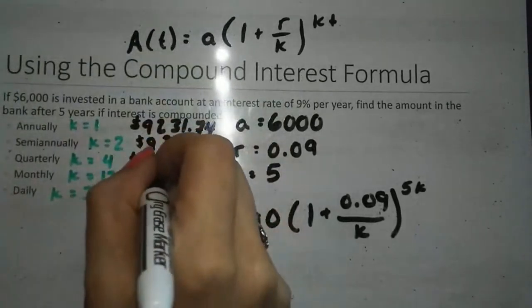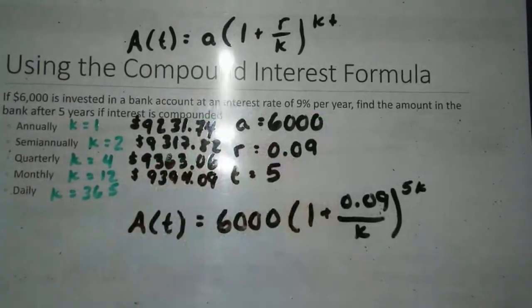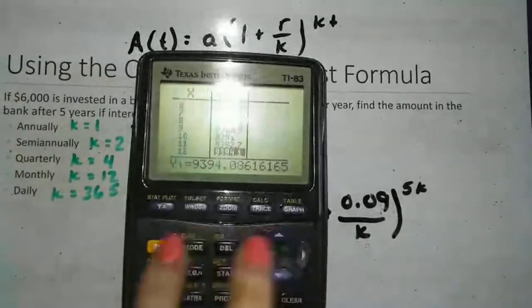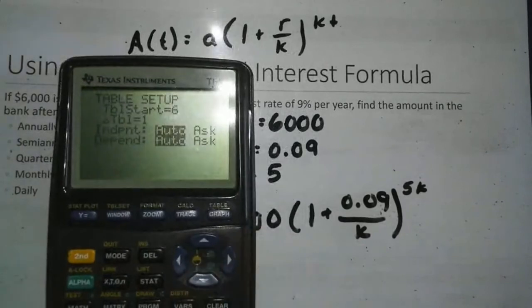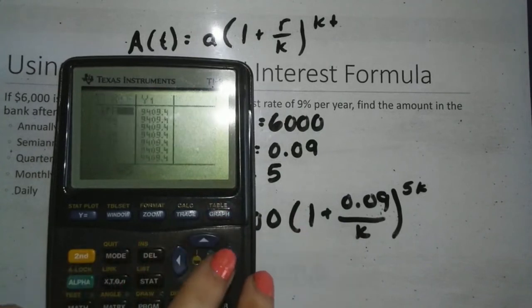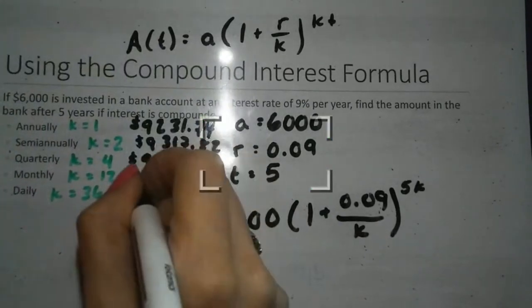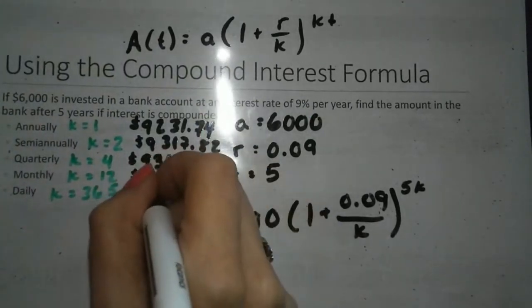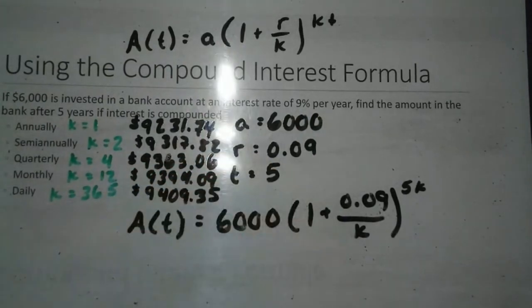And I'm getting a value of $9,394.09. Now I could scroll forever to find 365, or I can go to second window. That'll bring me to my table set. I'm trying to find when x equals 365, so I'm just going to say start at 365. And I'll go back to my table. Then I don't have to scroll the whole way. And it looks like when I have 365, that's $9,409.35.